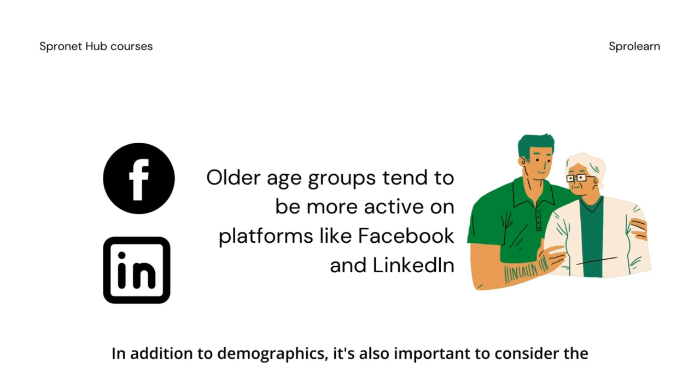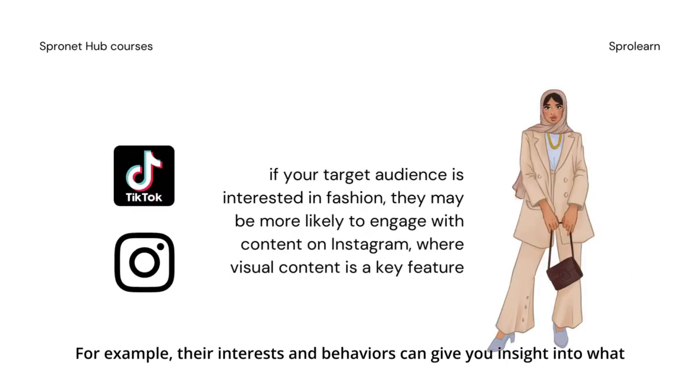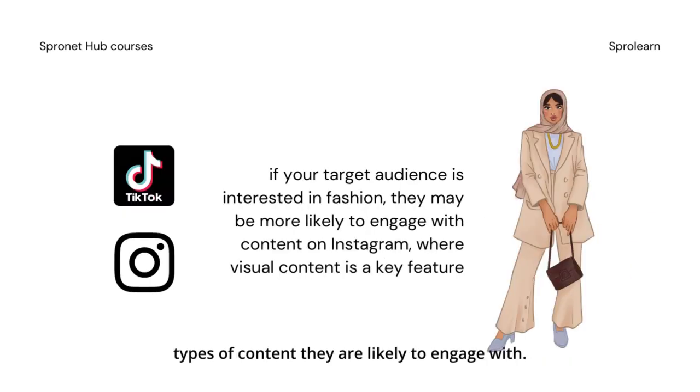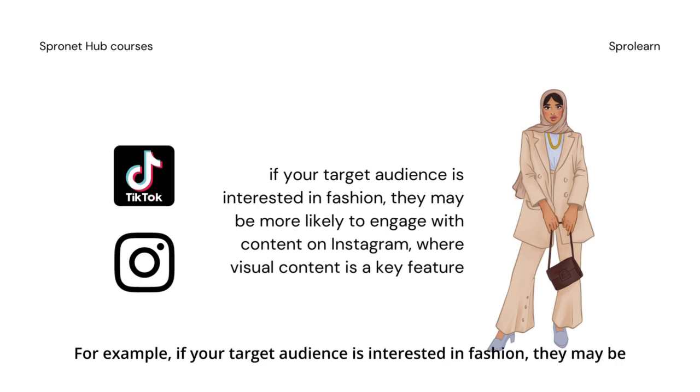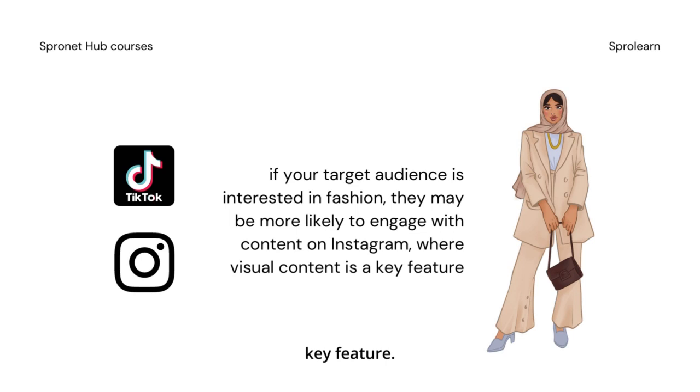In addition to demographics, it's also important to consider the characteristics of social media platform users. For example, their interests and behaviors can give you insight into what types of content they are likely to engage with. For example, if your target audience is interested in fashion, they may be more likely to engage with content on Instagram, where visual content is a key feature.